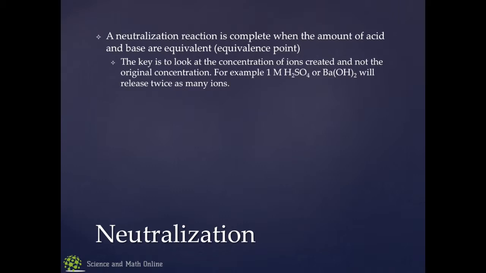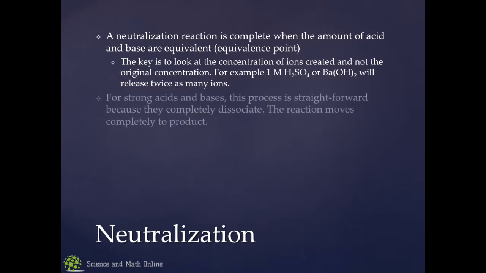So the key thing here is that not all of them are the same. So for example, sulfuric acid and barium hydroxide have twice as many ions as their initial concentration. So in terms of ion concentration, they're actually 2 moles per liter, because they have 2 moles of these for every 1 mole of the original solution. So that's an important thing to keep in mind when you're trying to do titrations. And so we oftentimes avoid these and stick to really simple acids and bases that are monoprotic for the acids and only 1 hydroxide for the bases.